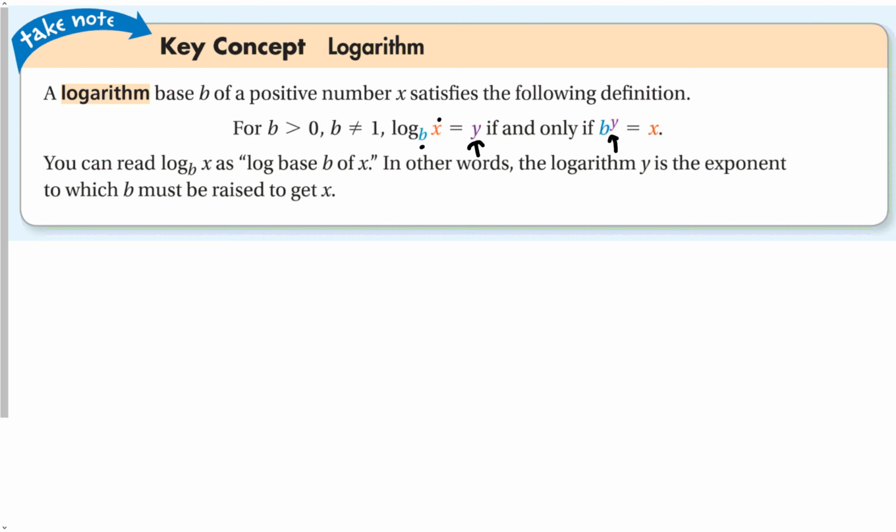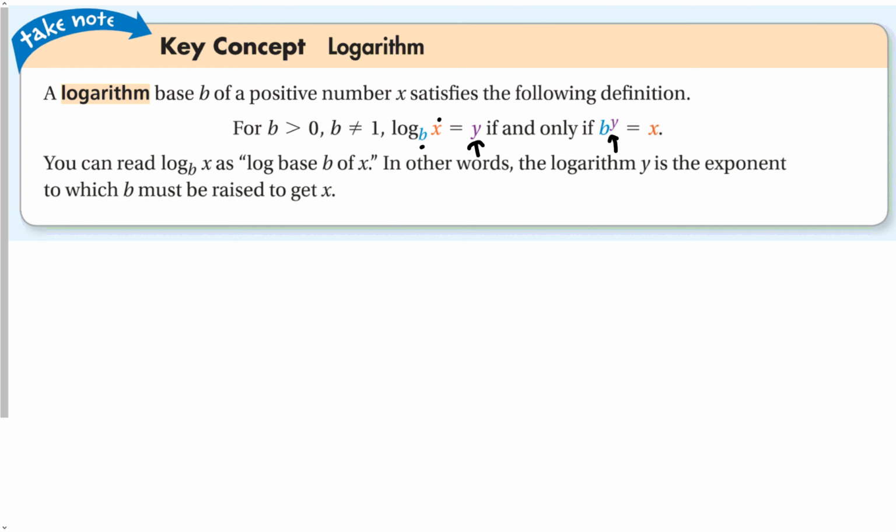The way we read it is log base b of x. In other words, the logarithm y is the exponent to which b must be raised to get x, right? So the answer to a logarithm is an exponent. B must be bigger than 0, okay? Because we don't have bases for negative numbers, because that would give us imaginary results with exponents. Same thing is true with logarithms.